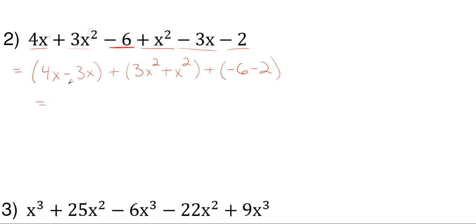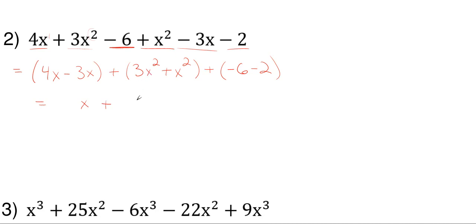Alrighty, so our first portion here where we have 4x minus 3, we're just going to drop that variable down and just take 4 minus 3. That just gives me 1. Whenever you have 1 in front of your variable, you do not write 1x. You just leave it as the variable itself. So it would just be x.